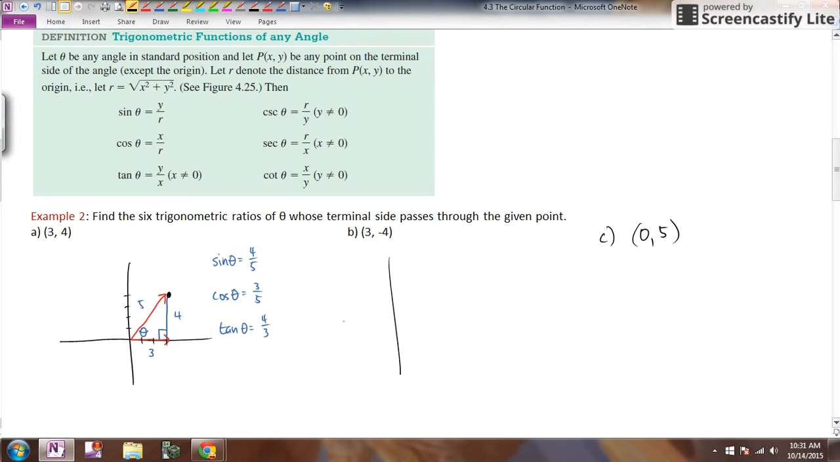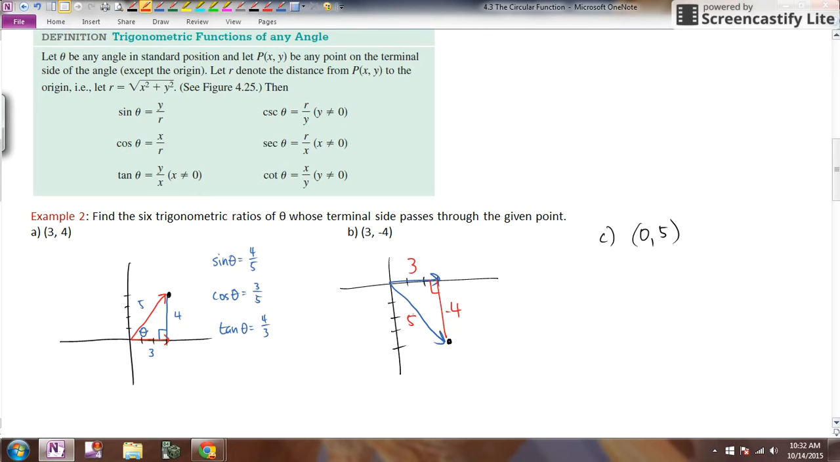So I'll do the same thing here. I'm going to graph (3, -4). So 1, 2, 3, 1, 2, 3, 4. So there's that point, right? So that means the angle looks like this. So then I need you to draw it back down to the x-axis. You have the 2 sides. And now you can go ahead and figure this a squared plus b squared equals c squared.